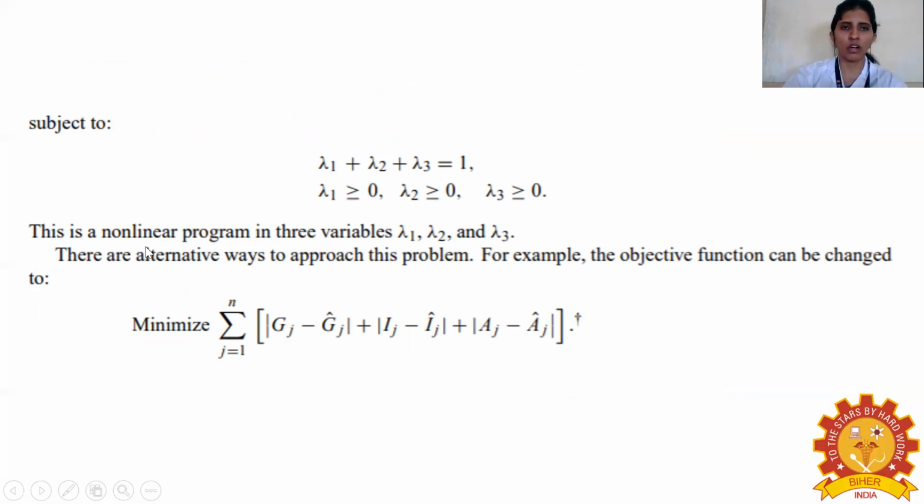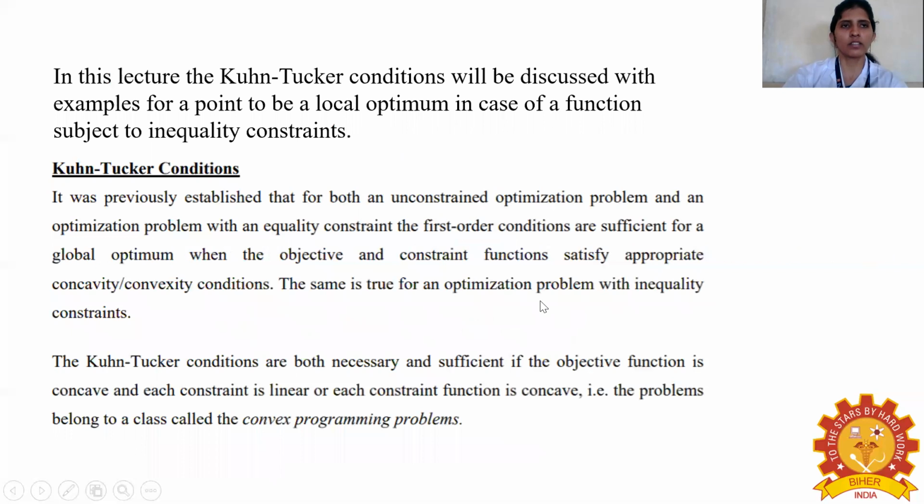So this is a non-linear program in three variables, lambda 1, lambda 2 and lambda 3, and the objective function can also be changed into the following format. In this lecture, next we will be discussing the Kuhn-Tucker conditions.